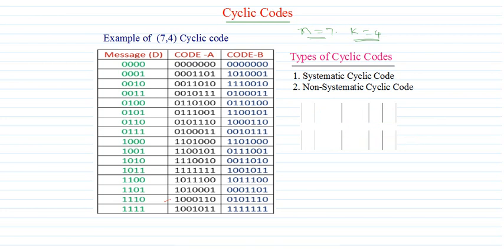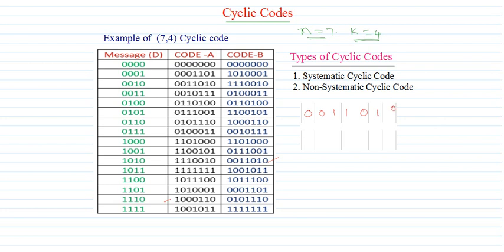Now I'll choose any one code vector randomly in this block code B. So I will select here, this code, 0011010.